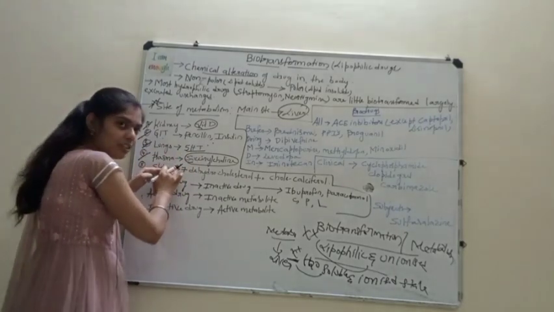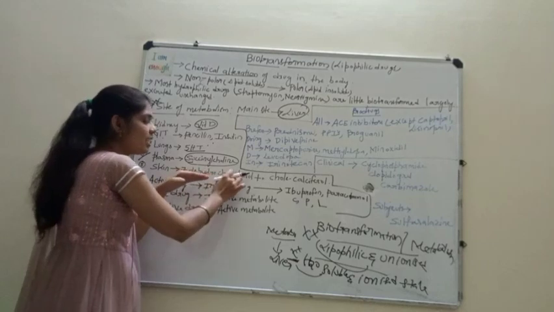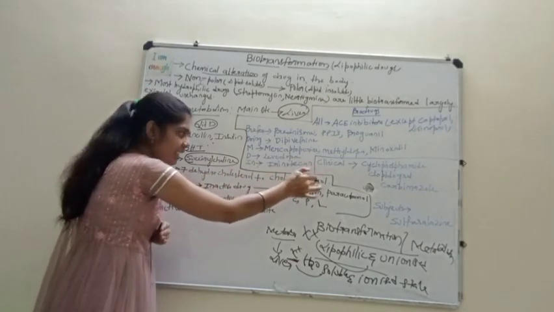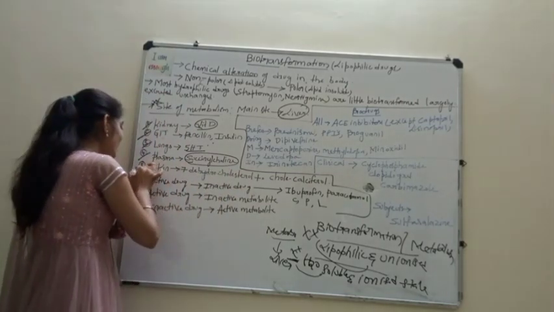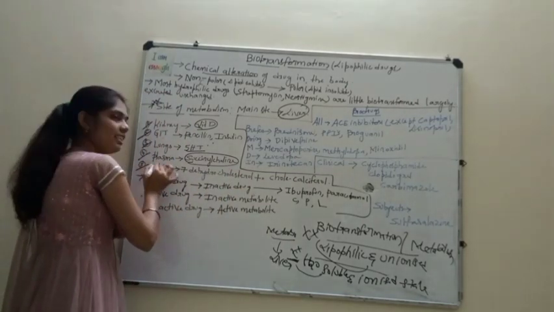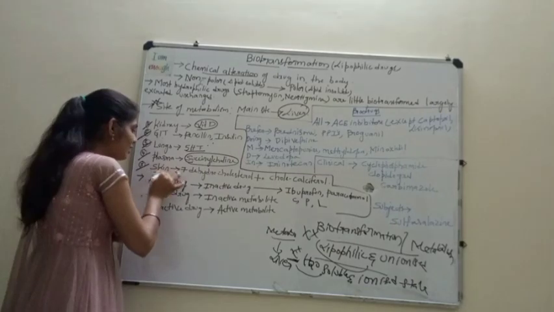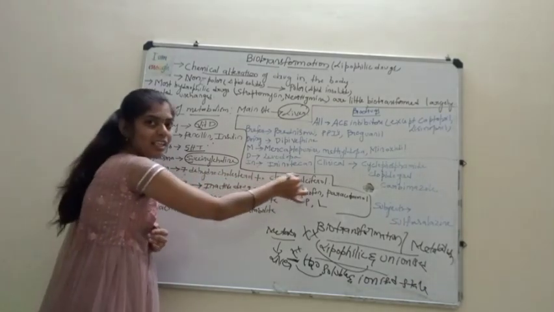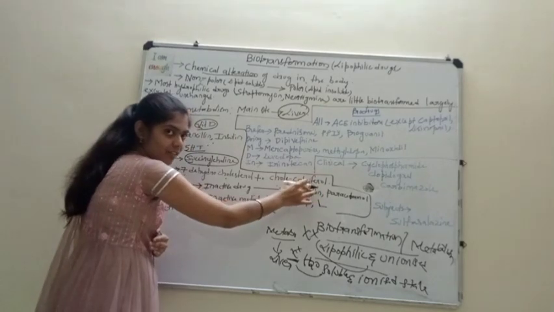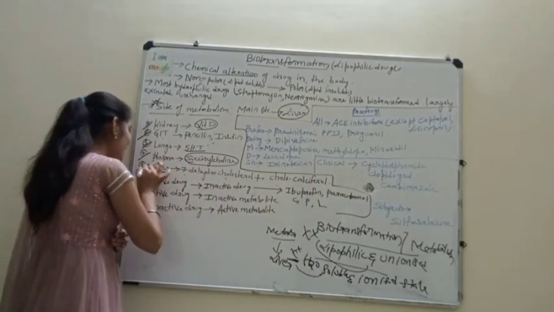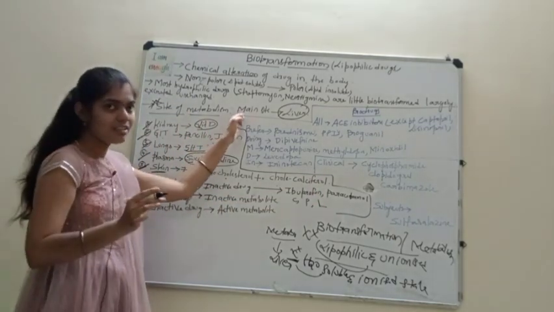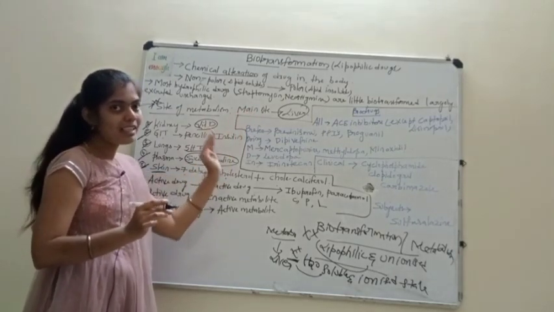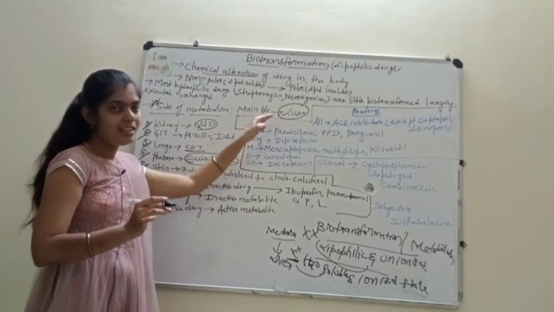Then next, 7-dehydrocholesterol is converted to cholecalciferol. This conversion takes place in skin. These are a few examples of drugs where the metabolism takes place in some other organs apart from the liver.